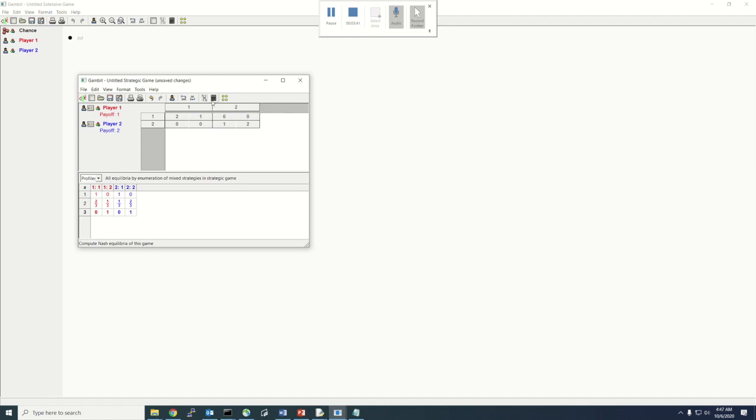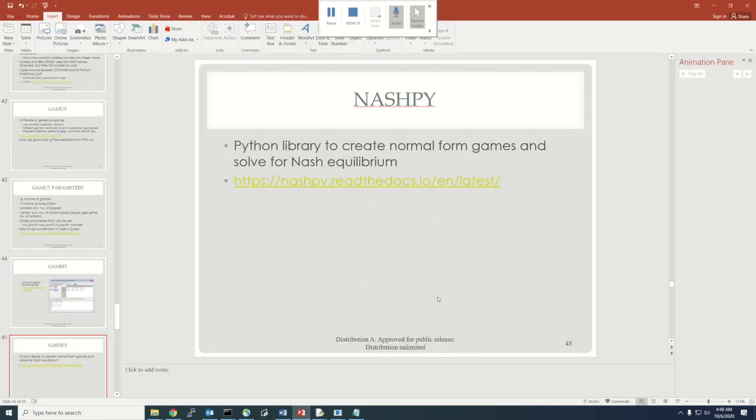But suppose you want to write your own code from which you generate a game, give numbers for the payoff matrix inside it, and solve it. For that you need to integrate this with the code that you have written. For doing that, Gambit is a library. You could use Gambit, but one of the things I have seen is that Gambit is not compatible with Python 3. Gambit 16, the latest version, works only for Python 2.7. So for working with Python 3, there is another software which is called NashPy.